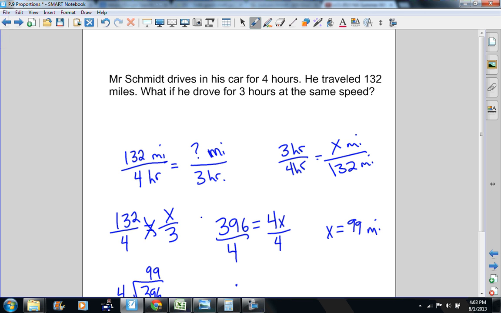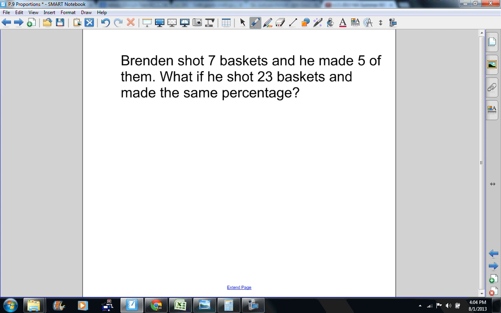Okay, big key with these, set up a proportion, make sure it matches across, and then just solve it like a normal problem. So Brendan shot 7 baskets and he made 5. If he shot 23 baskets and made the same percentage, how many baskets would he have made? Okay, so try this one on your own and see what you get. A lot of different ways to set this one up. I did 5 over 7. He shot 7 baskets and he made 5 of them. Then that's X on how many baskets he made and 23 that he shot total. It's make to make, shot to shot.